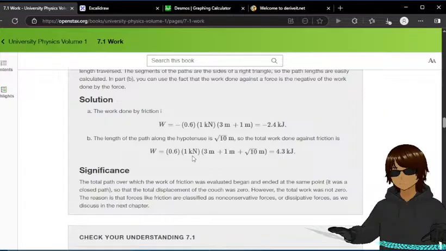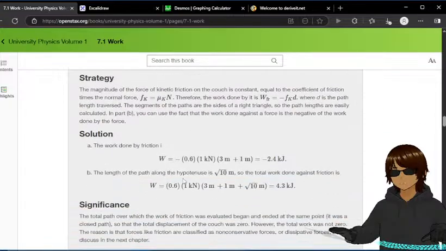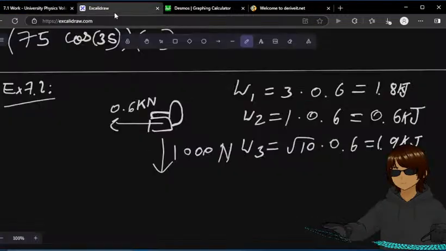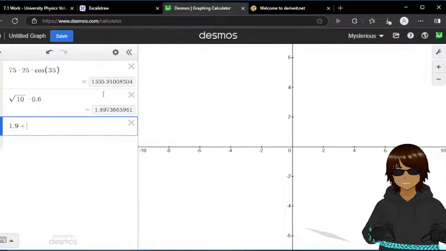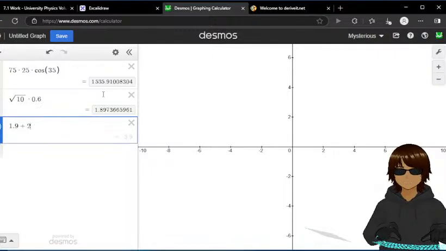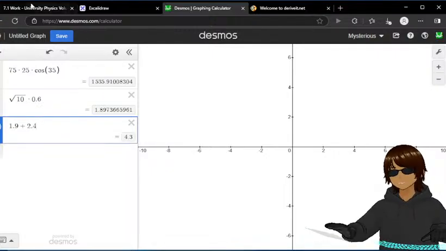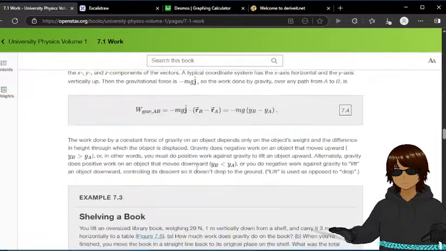And I got that wrong. How though? Oh, we add 1.9 to 2.6, 2.4 I mean. 1.9 plus 2.4 is 4.3. Yeah.